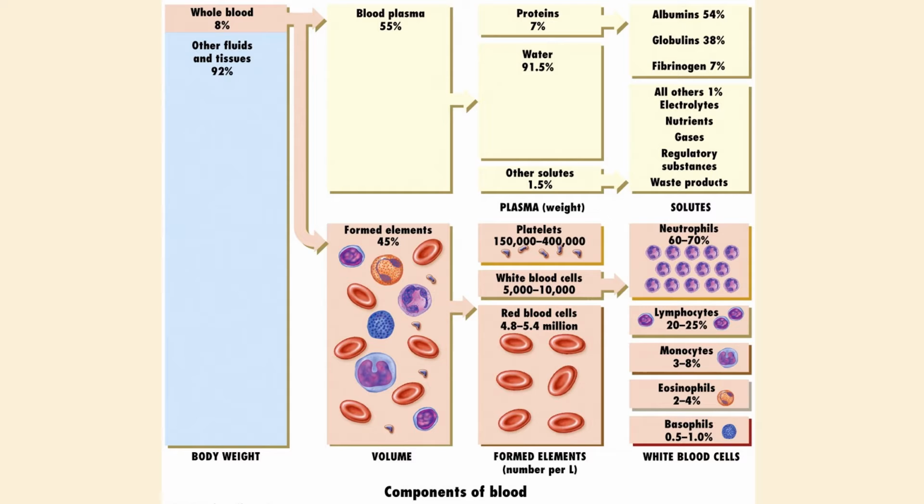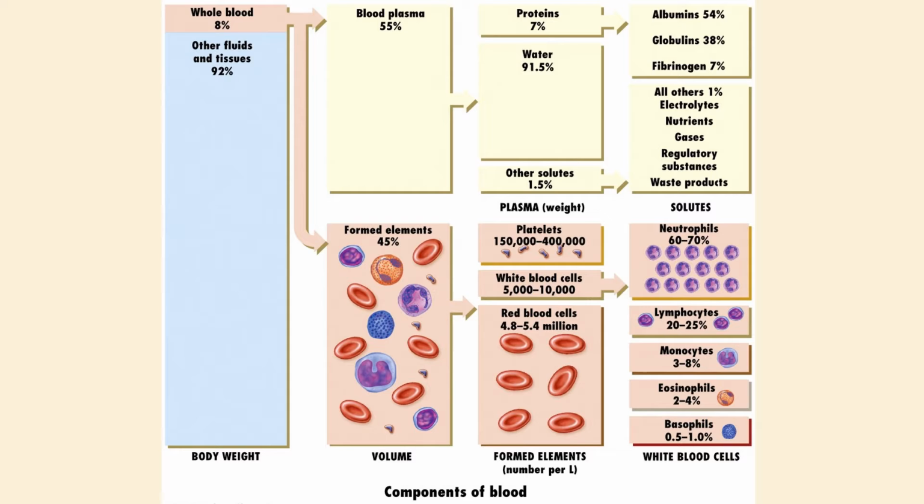Albumins up top, many of those proteins are chaperone proteins. They accompany lipid-soluble materials like lipid-soluble signaling molecules, which travel in the blood associated with an albumin, a chaperone protein. Globulins are immune system proteins. Perhaps you've heard of antibodies. Antibodies are also known as immunoglobulins. So globulins are antibodies, and then there's fibrinogen.